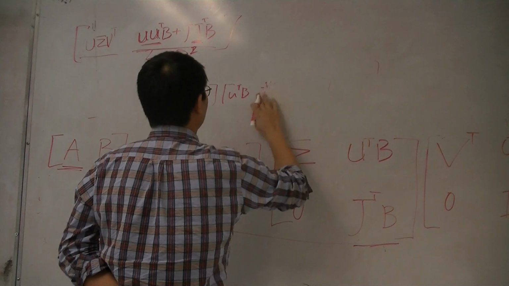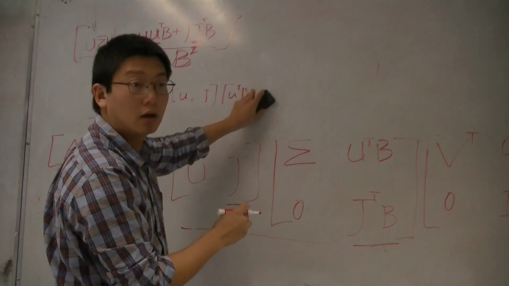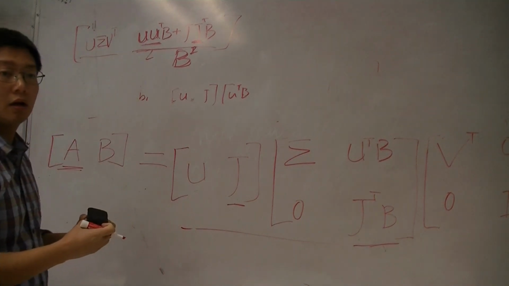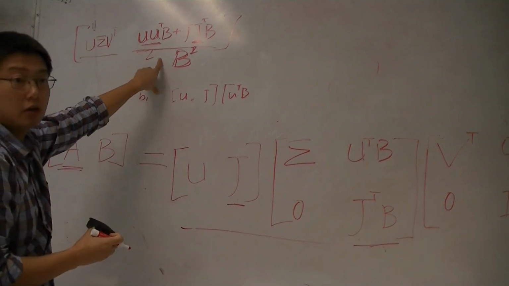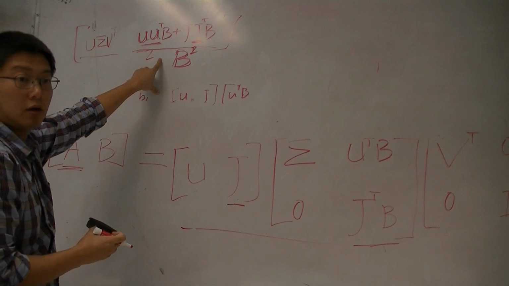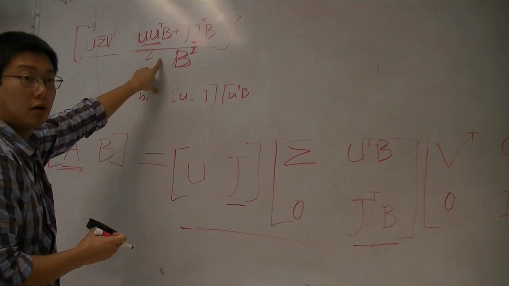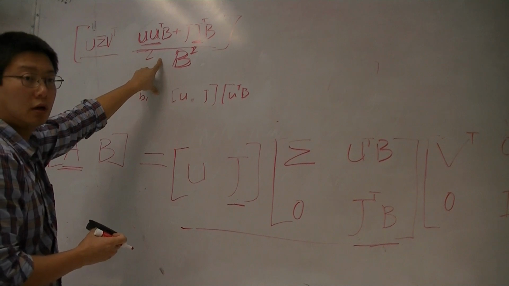It's not actually like U is not a square matrix. U is not exactly orthonormal. I mean, U transpose U is identity, but U U transpose is not identity. It's not a square matrix. U and J are not square matrices. I mean, it's not an orthonormal matrix, but the columns are orthonormal.